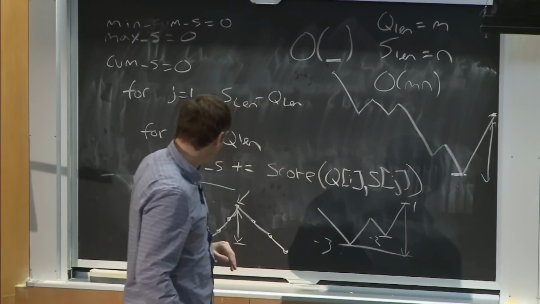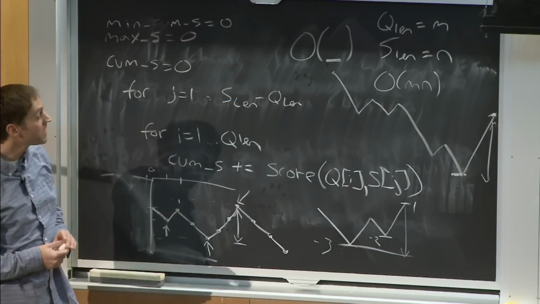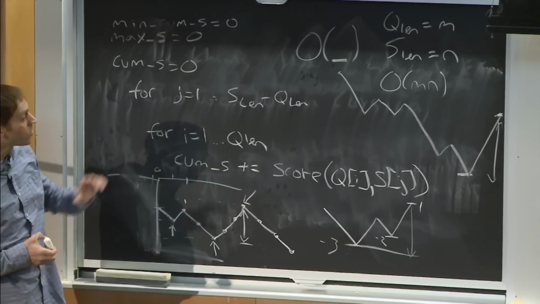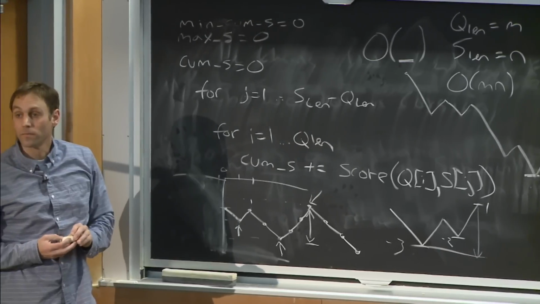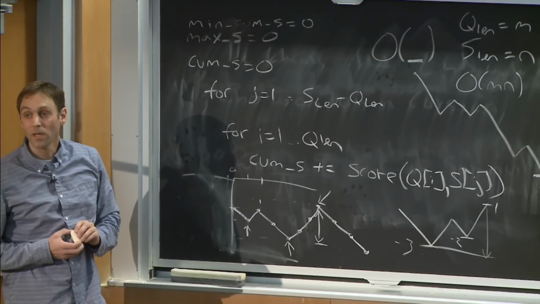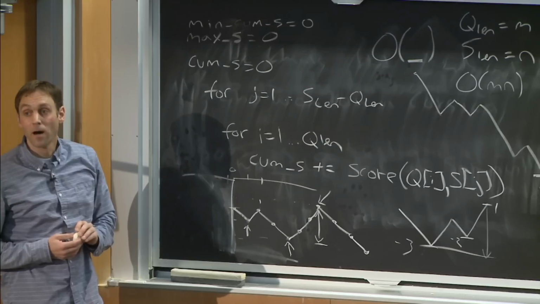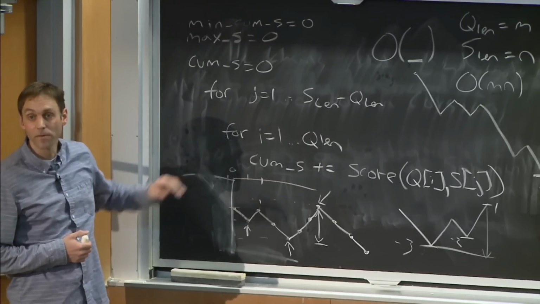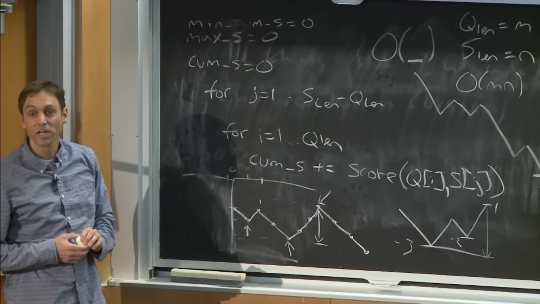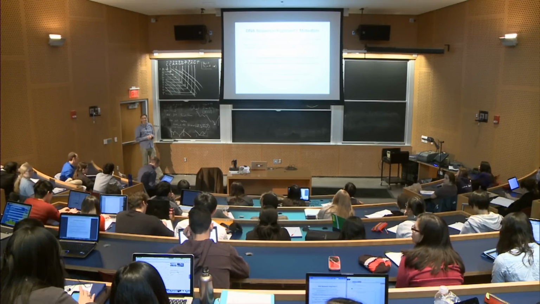Okay. So what do these things look like in general? And what is the condition on our score for this algorithm to work? What if I gave a score of plus one for a match and zero for a mismatch? Could we do this? Joe, you're shaking your head. It would just keep going up.